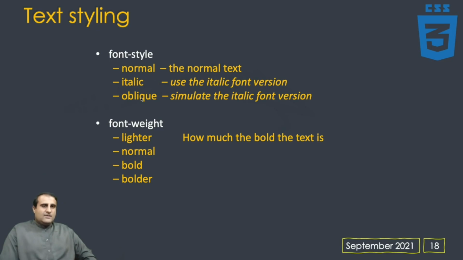And then we have the oblique value. Oblique is almost similar to italic. It is actually the simulated version of the italic font version. In case there is no italic font version in the font, it will be simulated by just slanting the text, i.e. applying a geometric transformation. So italic and oblique are usually the same. The difference is that in italic the italic font version will be used, and in oblique only the geometric transformation will be applied.